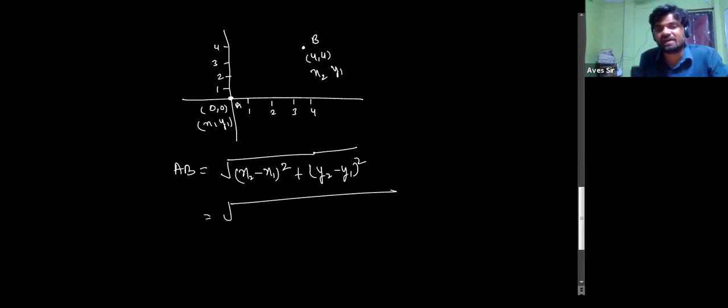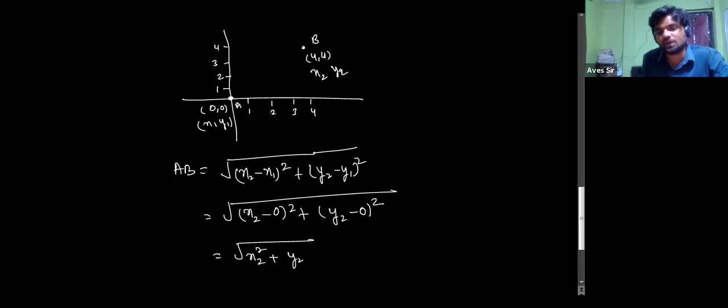So whatever the value of x2, we write it here, minus 0, whole square, plus y2 minus 0, whole square. So you can write x2 whole square plus y2 whole square. This is the x coordinate of this point B, and this is the y coordinate of point B.